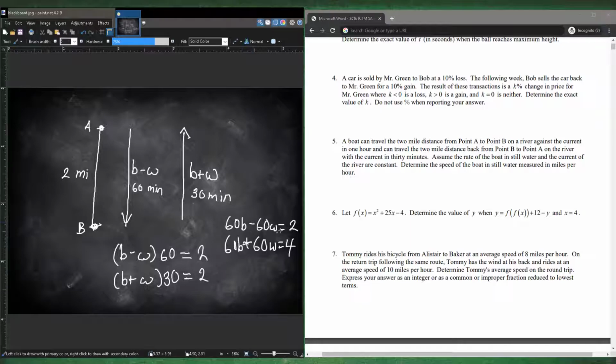So now we can add these two equations up, and then we should get 120b is equal to 6. That means b is equal to 1 over 20. So that is in units of 1 mile per 20 minutes, right? So determine the speed of the boat in still water measured in miles per hour. So miles per hour, this is minutes, right?